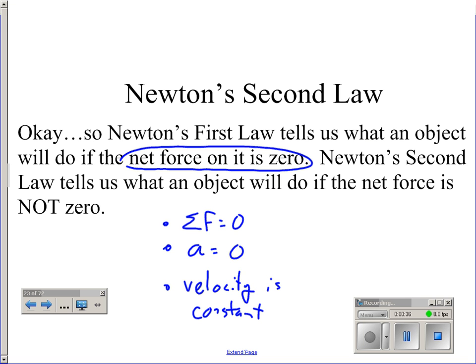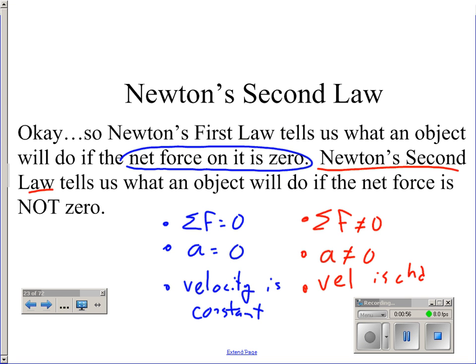All right, so it turns out that Newton's second law tells us what the object will do if the net force is not zero. And we already know that if the net force is not zero, then the acceleration is not zero, which means the velocity is changing, right? So Newton's second law takes us a step further than that, and it tells us how to calculate the acceleration. We know it's not zero, but what is it? Well, that's what Newton's second law tells us.